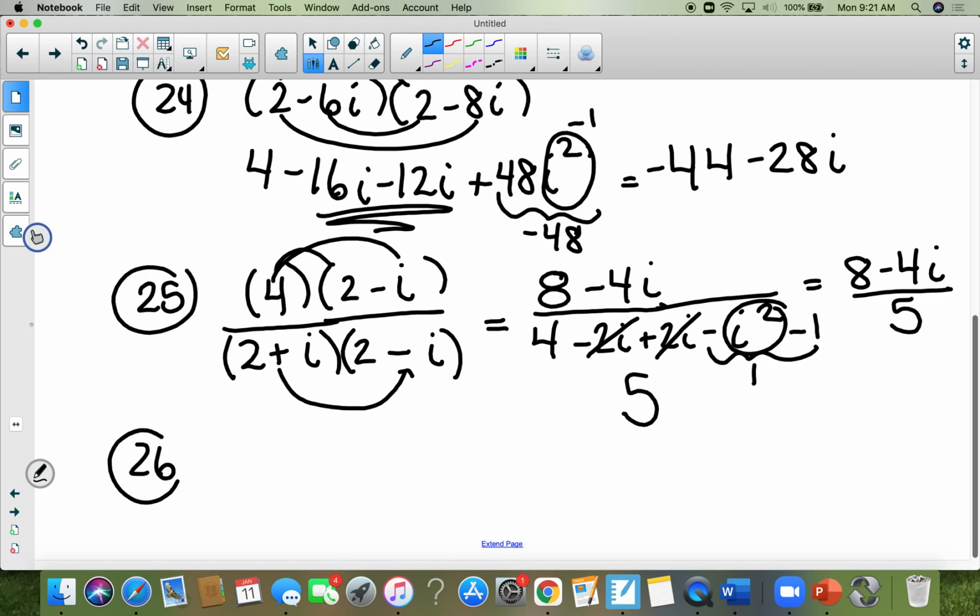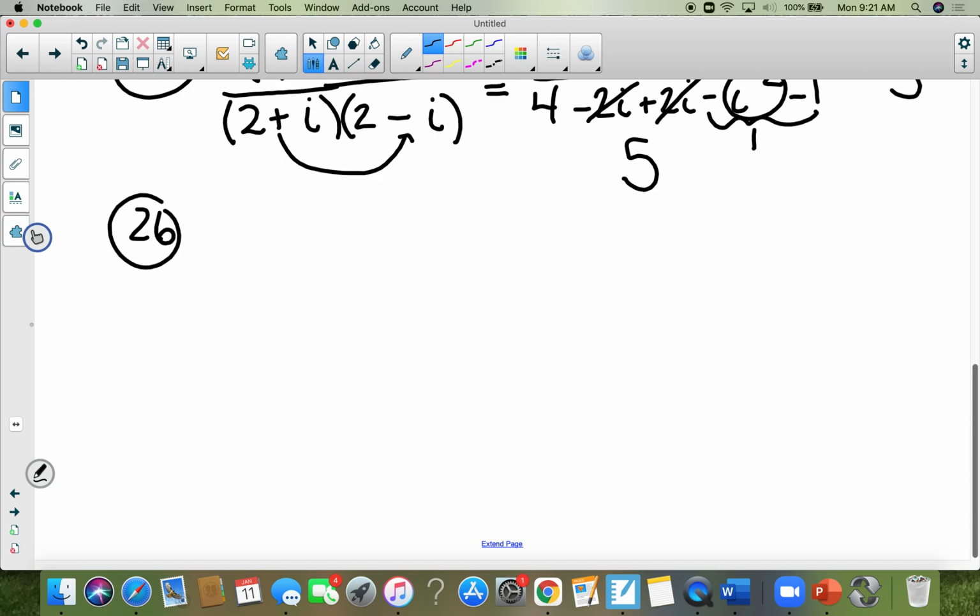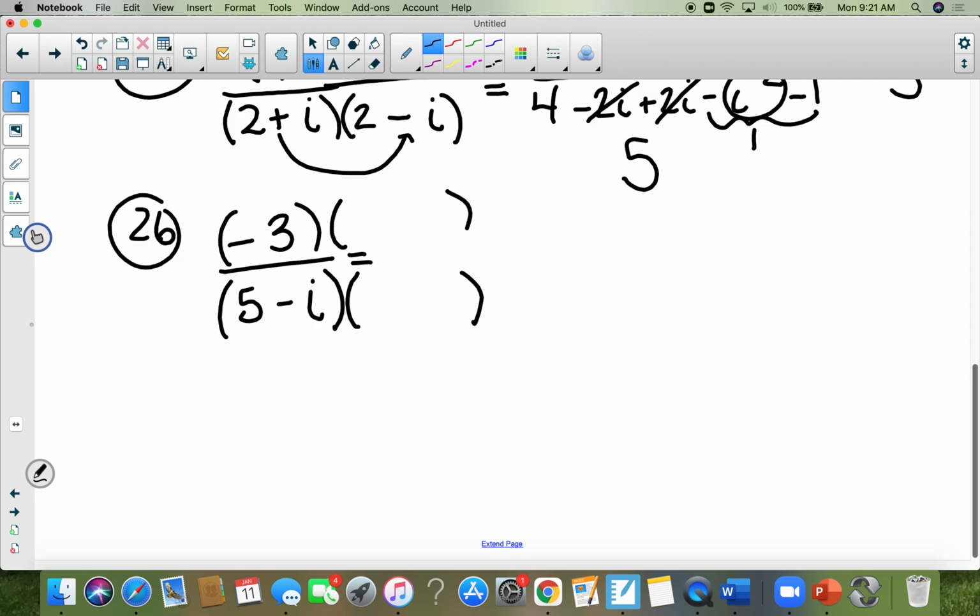The last problem on your review is a negative 3 over 5 minus i. The last couple of problems on the test, I need you to put parentheses around the top and the bottom, or the numerator and the denominator. And then you're going to make another set of parentheses. You're going to copy the 5 down, and you're going to copy the i down, and the 5 down, and the i. And the only difference is the negative sign changes to a positive sign.